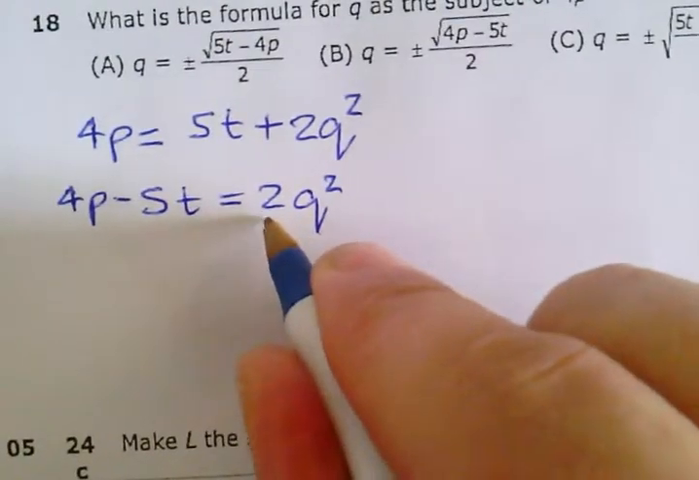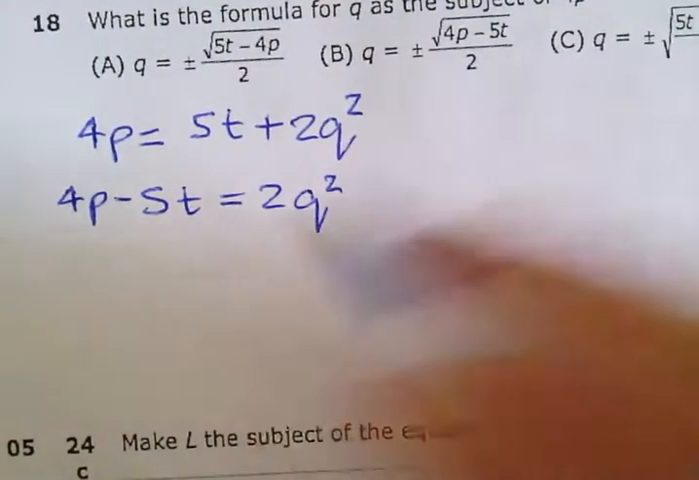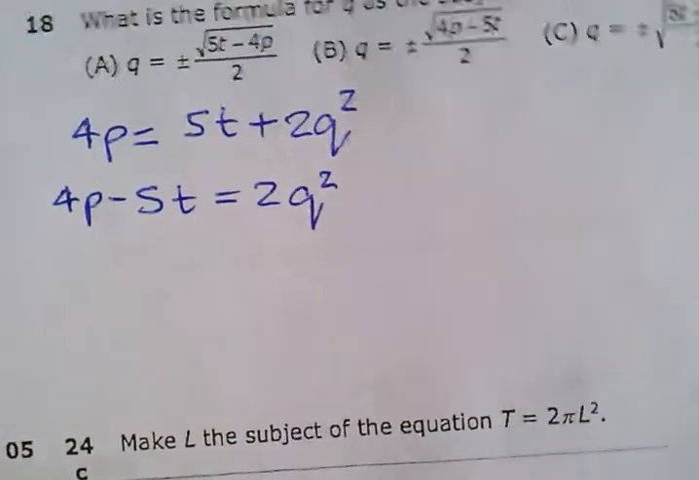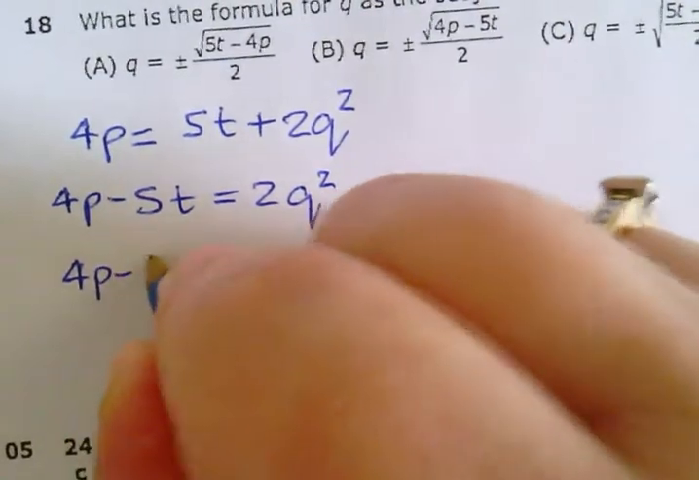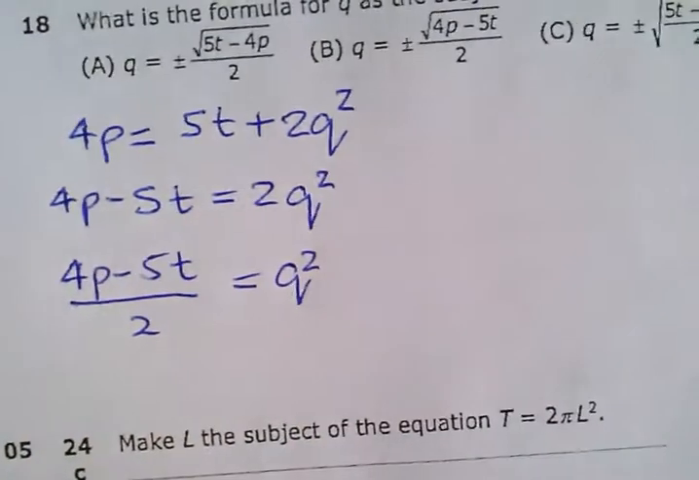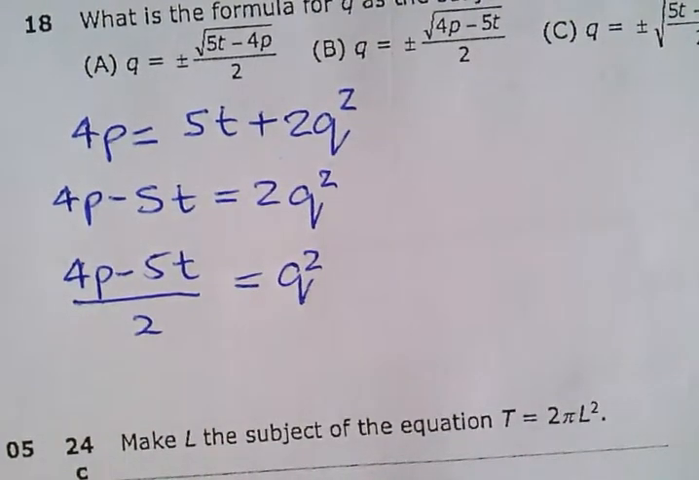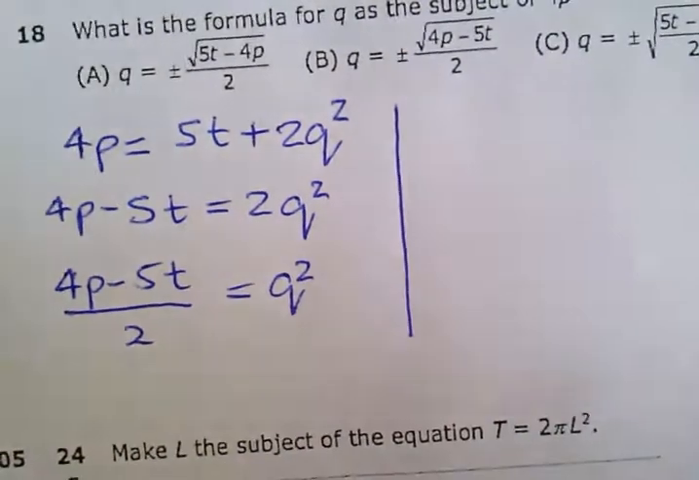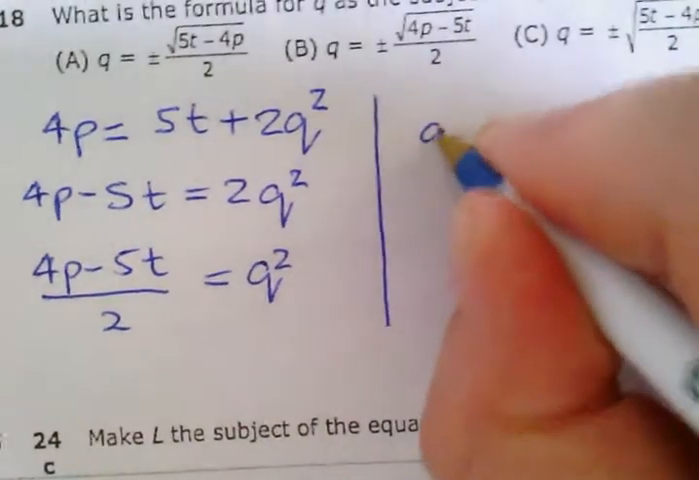Now, the next thing is, I'm trying to get q on its own, but I've got 2 times q squared. Opposite or inverse operation of timesing by 2 is to divide by 2. So the 2 needed to go. Now, last thing is squared. Remember, we don't do any squareds until it's the last thing left on that side. What is the inverse operation of squared?